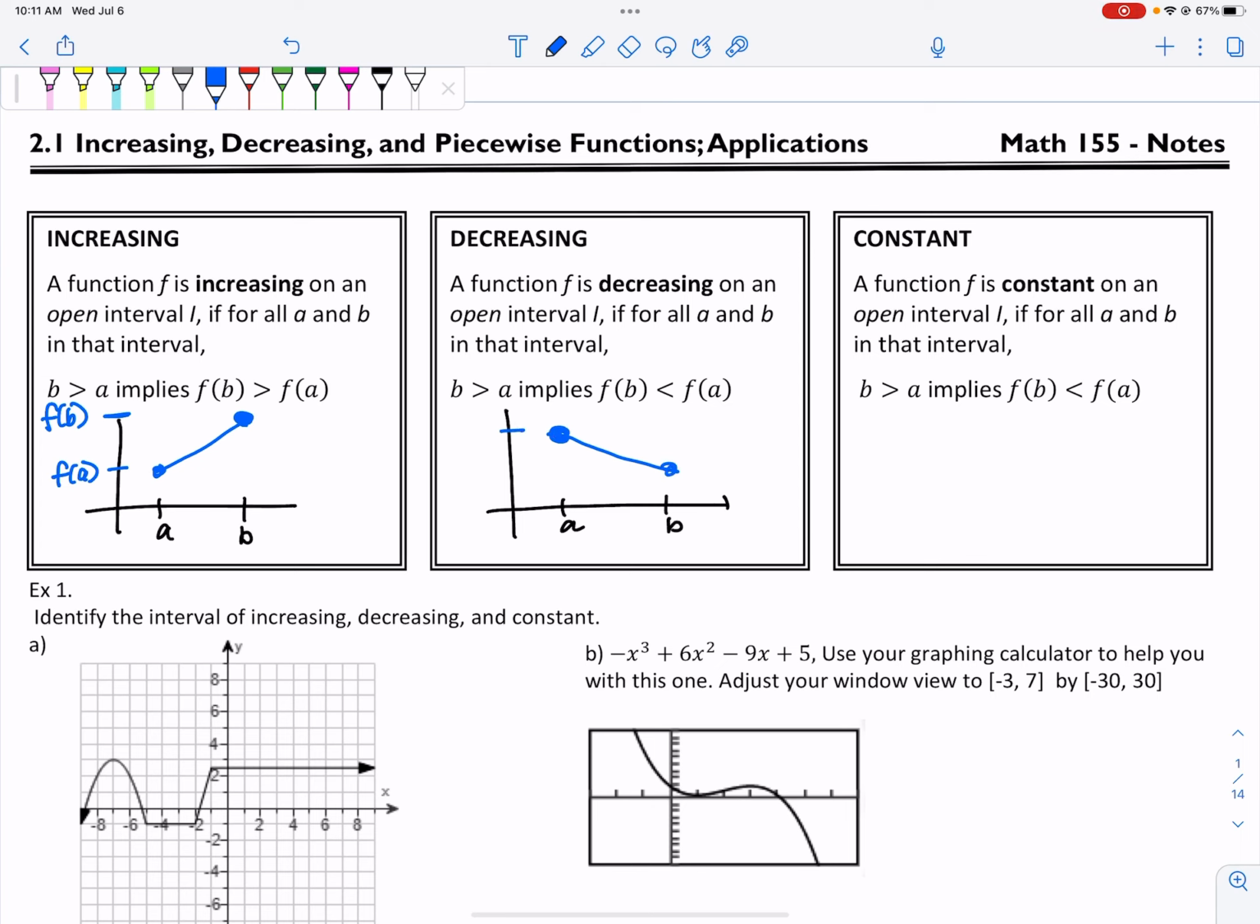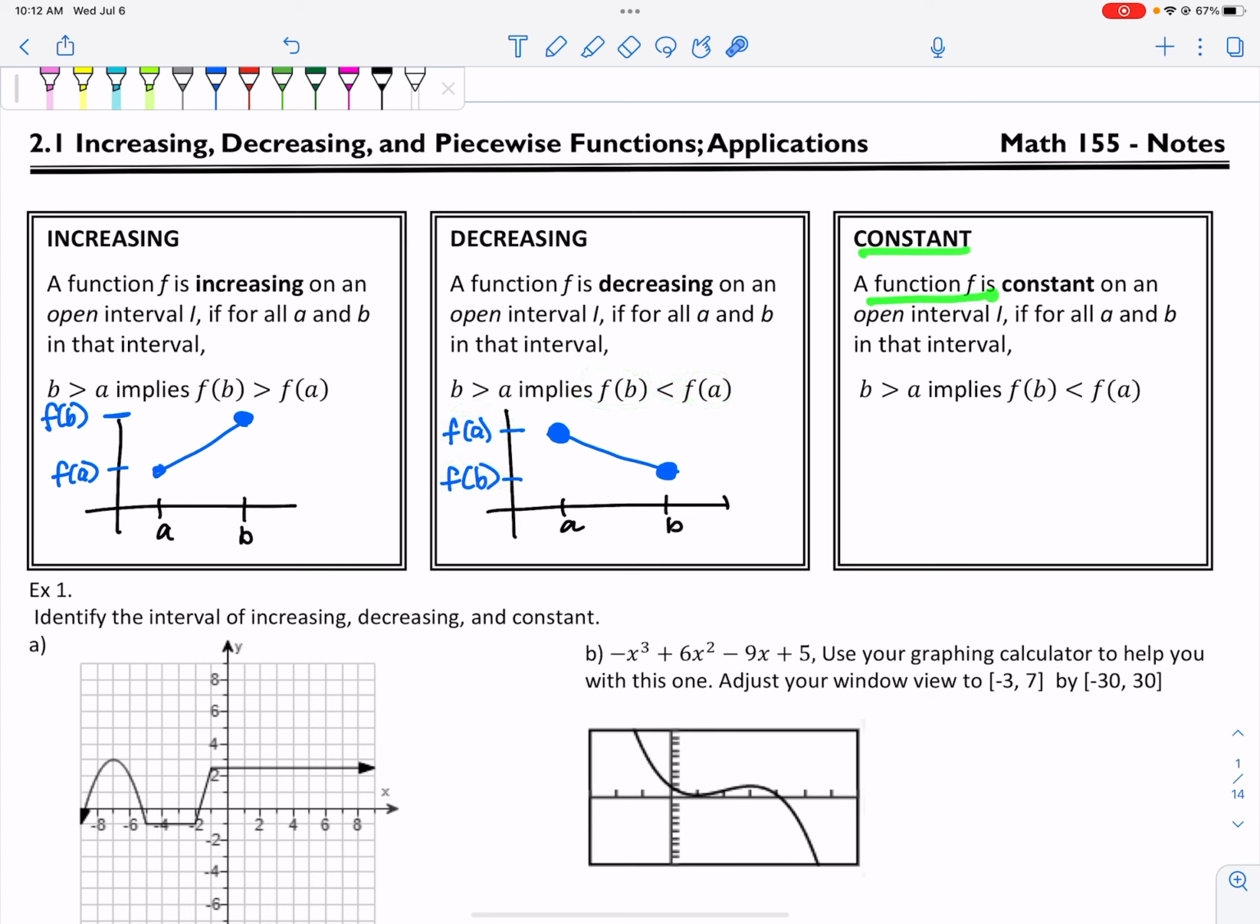Here, the y value that corresponds with x equals a is f of a. The y value that corresponds with x equals b is f of b. So notice b is greater than a. It implies that f of b, here's f of b, is smaller than f of a. So we can kind of see that f of b is indeed smaller than f of a.